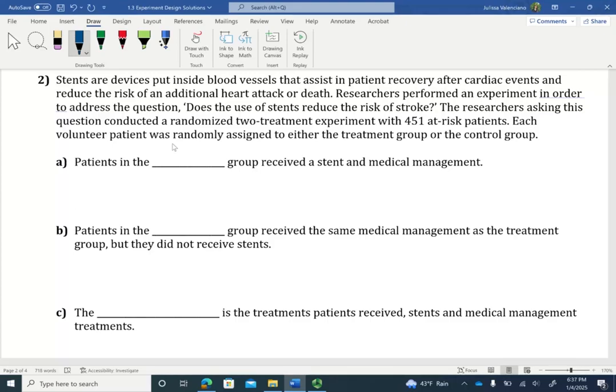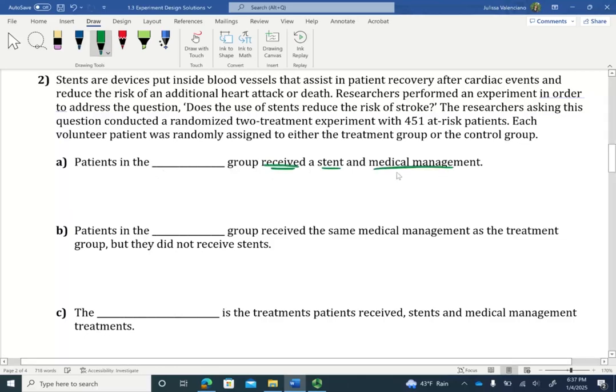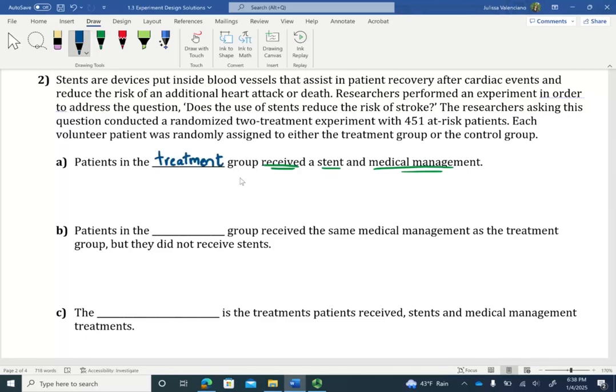In parts A through F, we're going to focus on completing the sentences by filling in the blank. So in part A, we have patients in the blank group receive a stent and medical management. The group of patients who are receiving the treatment is what we call the treatment group. So again, in a research study, when we refer to the treatment group, this is the group of individuals who are receiving the treatment.